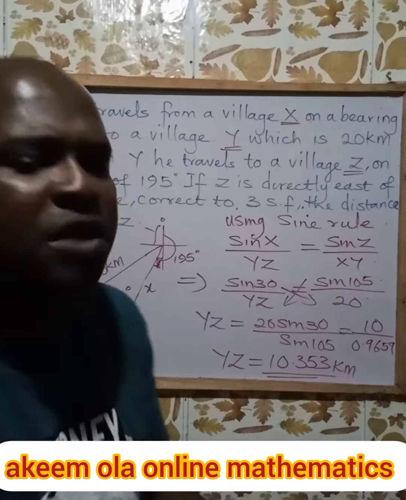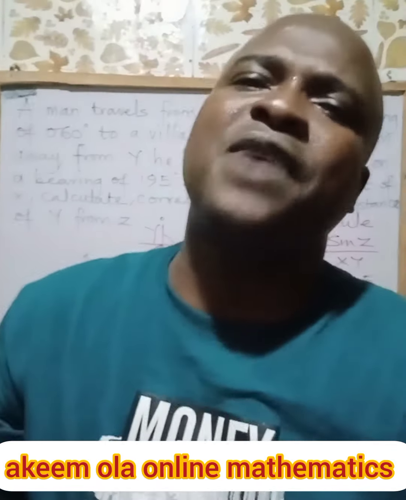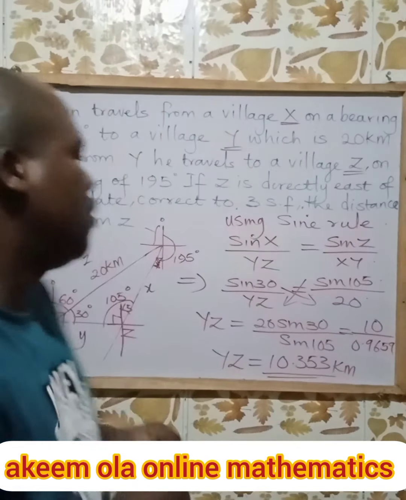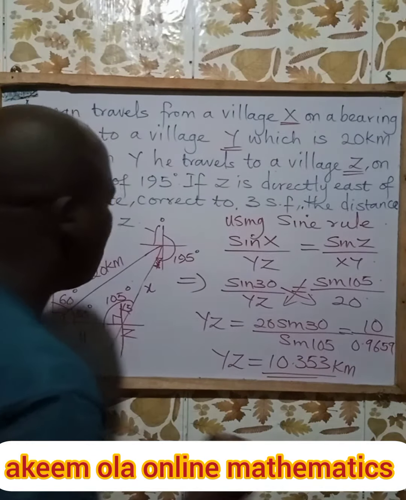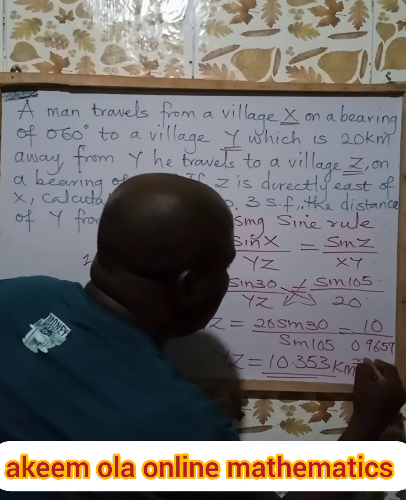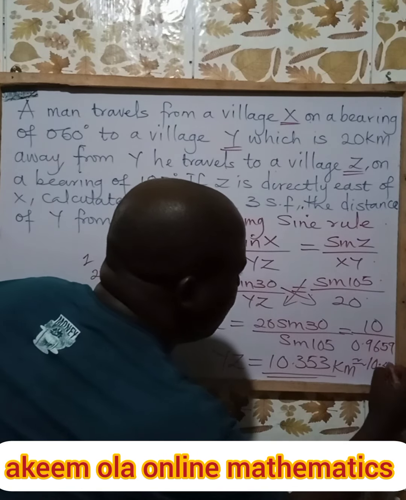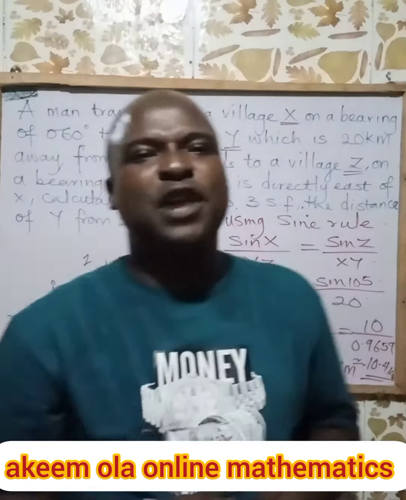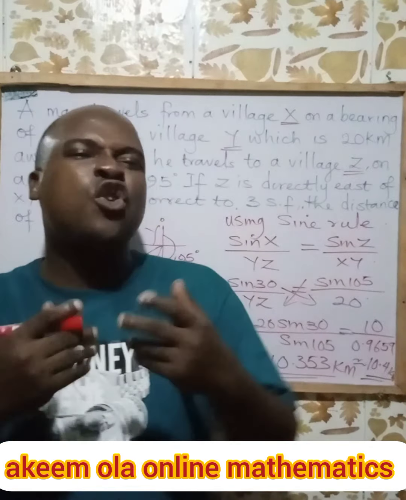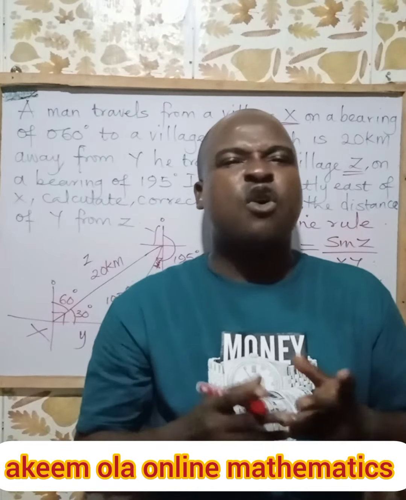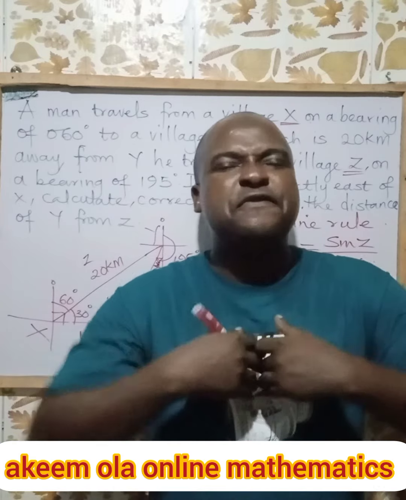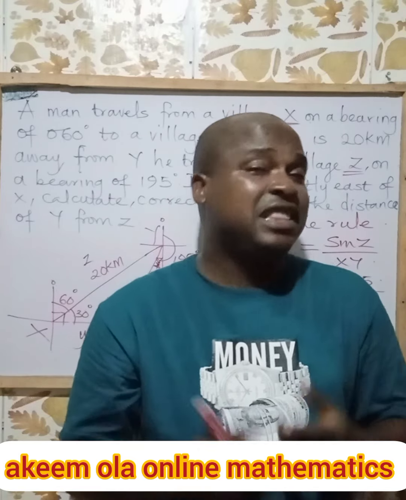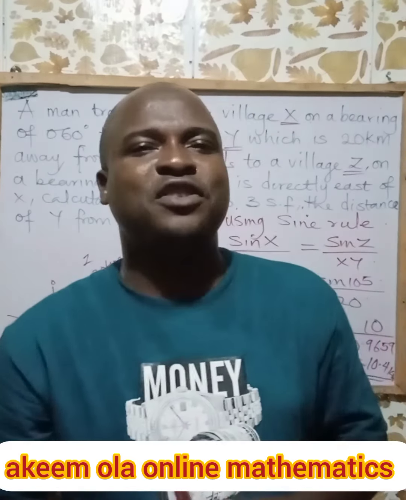kilometers. But from the question, we are asked to give our answer to three significant figures. That means we are going to have three digits. So our final answer YZ is equivalent to 10.4 kilometers, which is the approximated value. As you can see, there is no way you can solve questions under bearing that involve three bodies without using a calculator or your four-figure table. That is the major reason why you see me using the calculator.